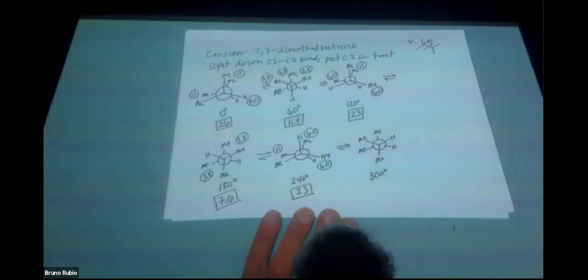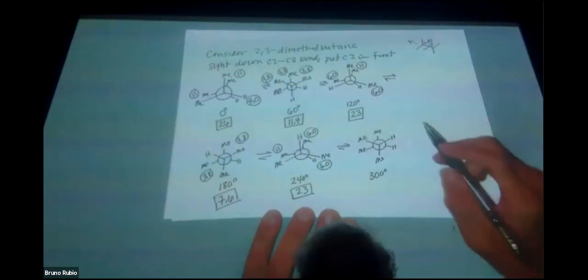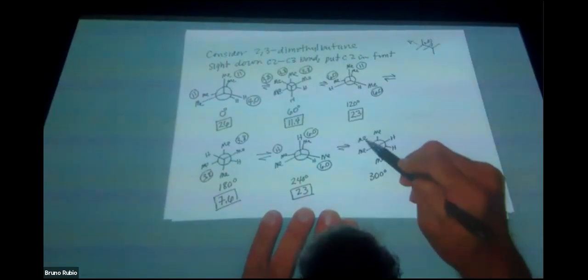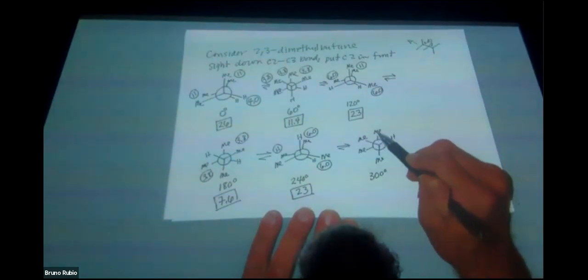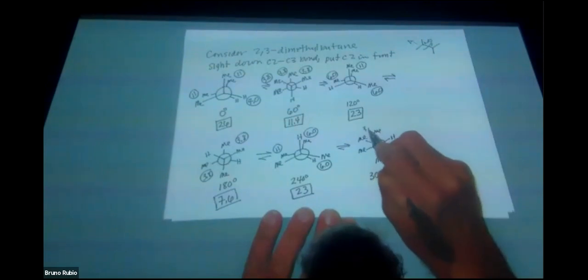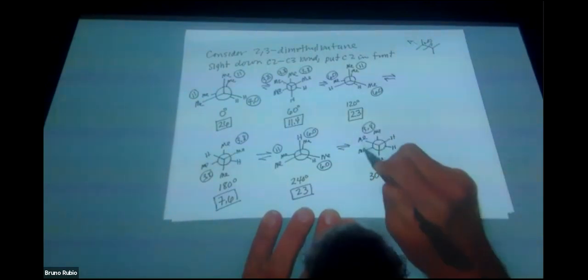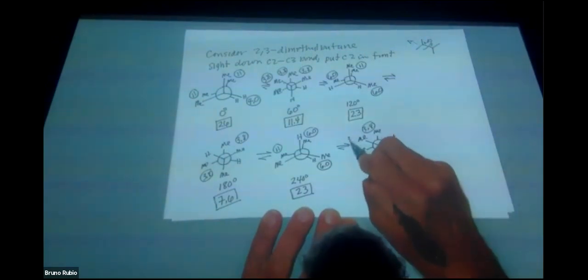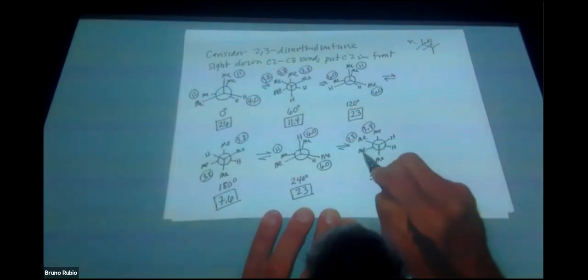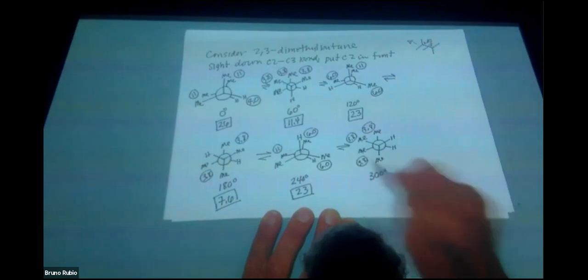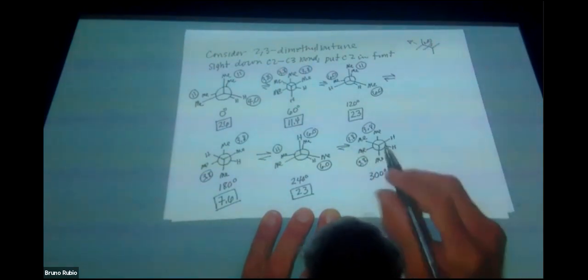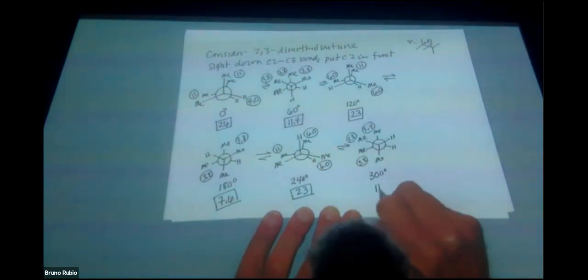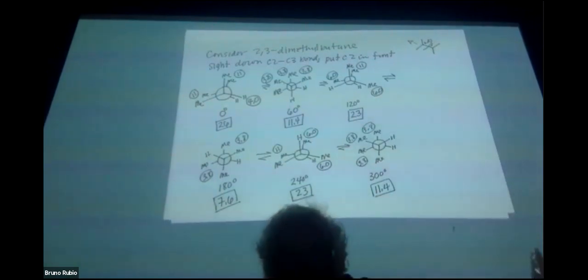So there's my 300-degree conformation. And what are the strain interactions I have here? I have a methyl-methyl gauche. That's worth 3.8. I have another methyl-methyl gauche. That's worth 3.8. And I have a third methyl-methyl gauche here. That's worth 3.8. And so I've seen all of these numbers before. This is worth 11.4 kilojoules per mole of strain energy.